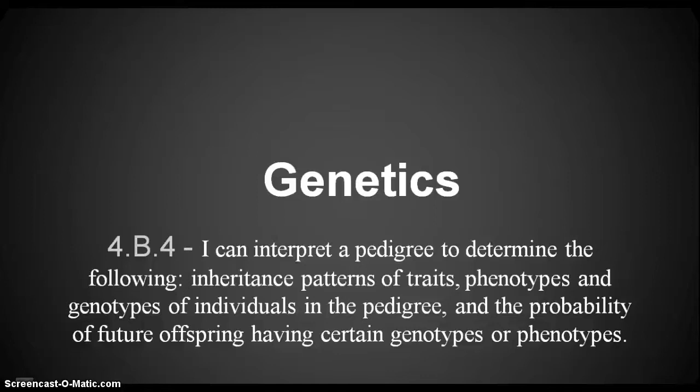Welcome to the third genetics video, 4.B.4. I can interpret a pedigree to determine the following: inheritance patterns, phenotypes and genotypes of individuals in the pedigree, and the probability of future offspring having certain genotypes and phenotypes.